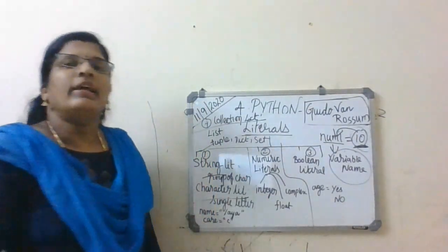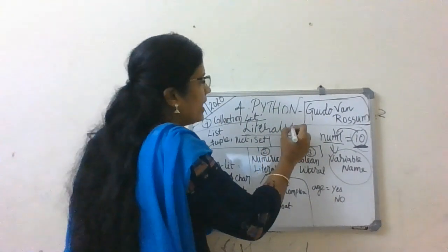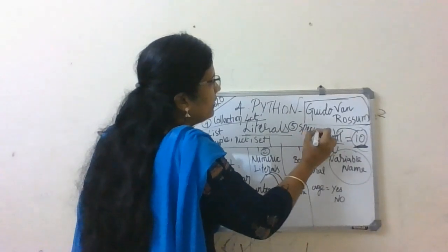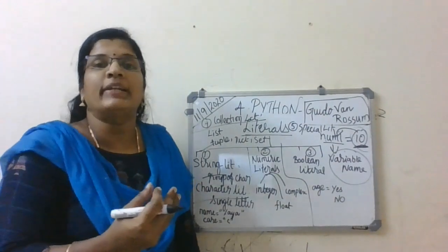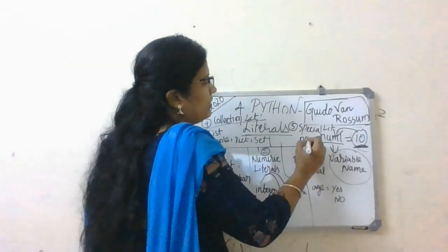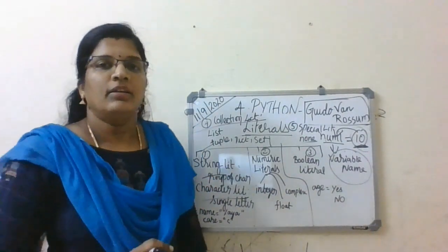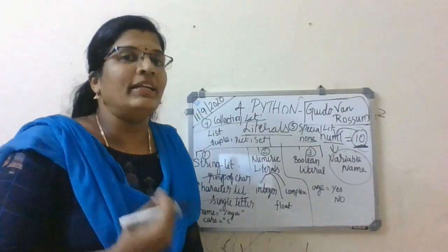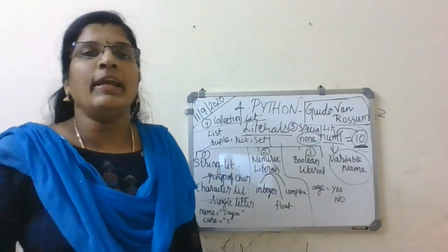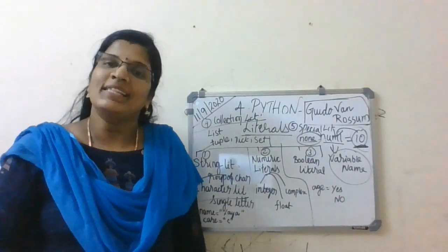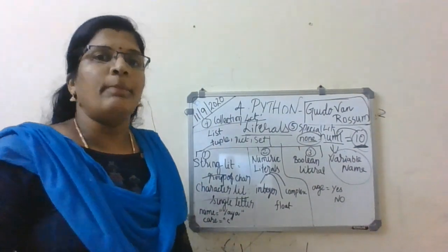Then the next one, the fifth one, is special literal. So I'm writing it here. Special literal means Python has a special literal called None. The field which is not assigned is called None. So which is the special literal in Python? None. None is a special literal in Python. Is it clear, students?